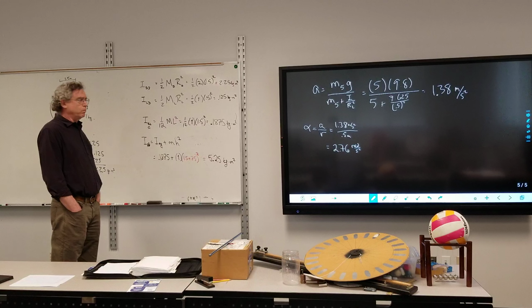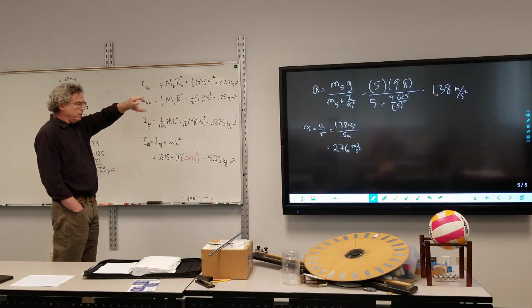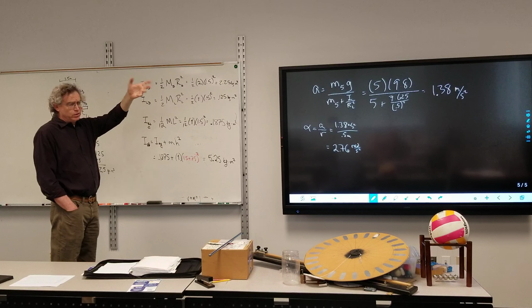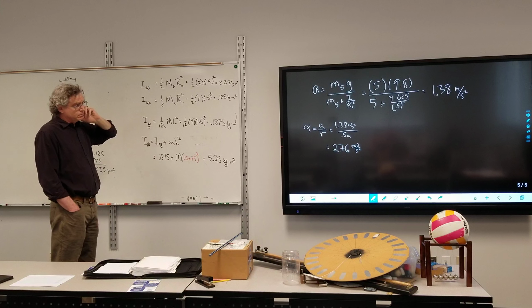All right, so we went through moment of inertia. We did a mass falling while another object is rotating problem, so we had to bring in the regular Newton's second law as well as the rotational analog. Any questions up to here?